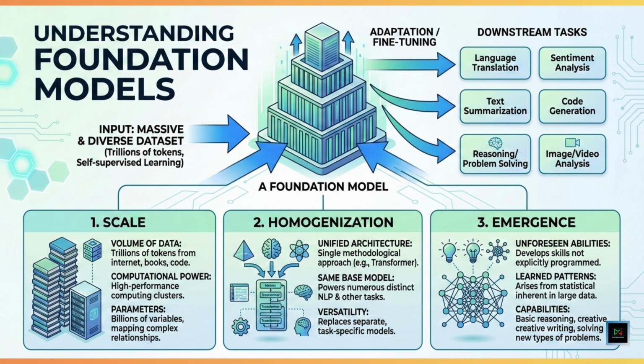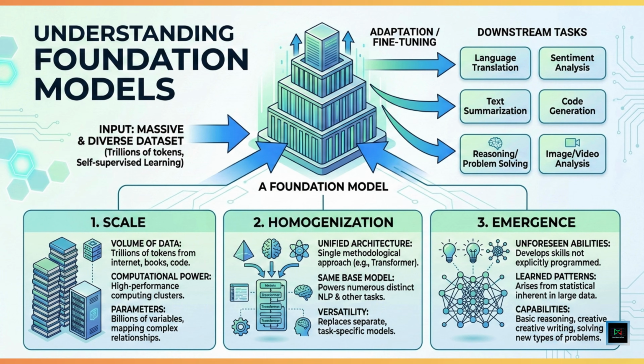To understand these models, we must look at three primary pillars: scale, emergence, and homogenization. First, let's talk about scale. Foundation models are defined by the sheer volume of data and computational power used during their creation. They ingest trillions of tokens from the internet, books, and code. They contain billions of parameters that allow the model to map complex relationships within that data.